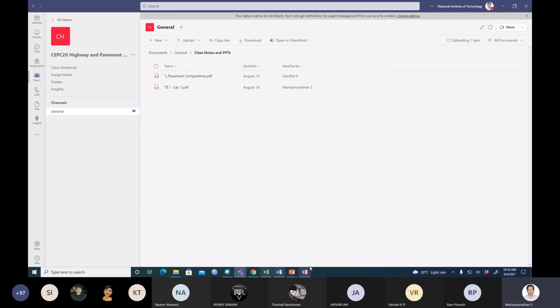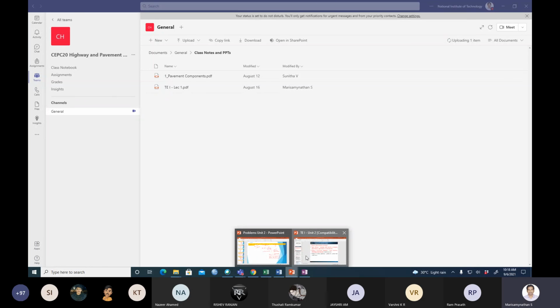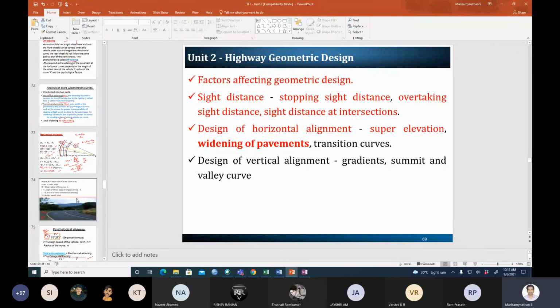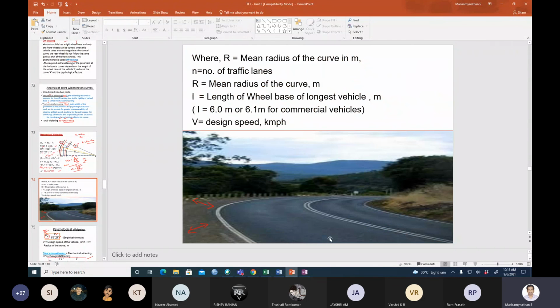In the next class, we will see the next chapter, the widening of the pavement. Basically, I have given a brief intro about it. When there is a turning, we provide extra widening, particularly in hilly stations. It has different components like mechanical and psychological widening. We will see how the definition is given, the typical equations, and with one or two problems we try to understand the extra widening on the horizontal curve.